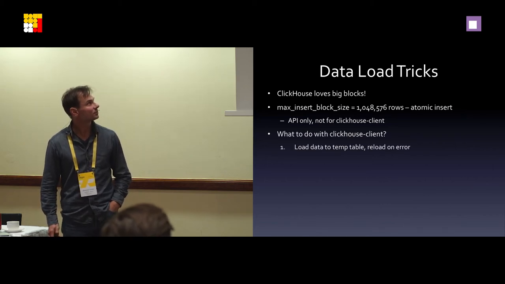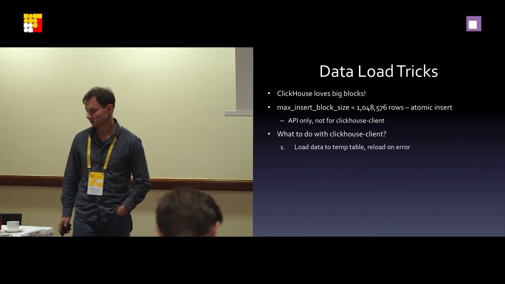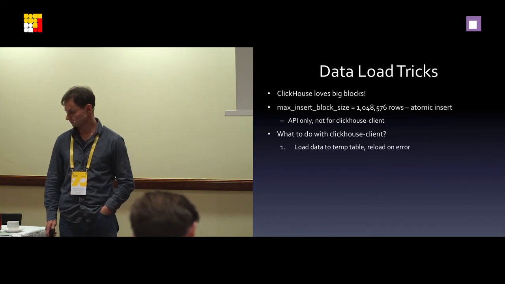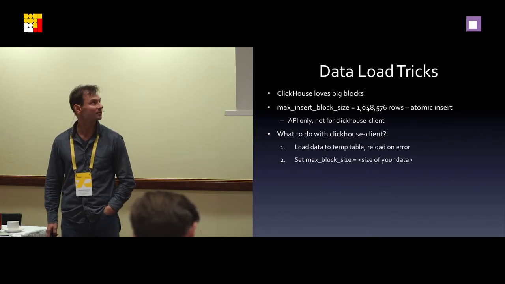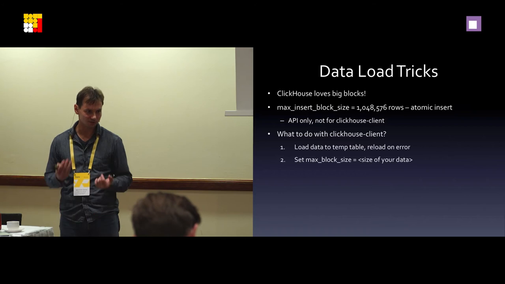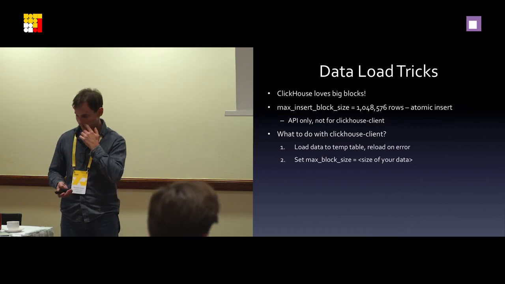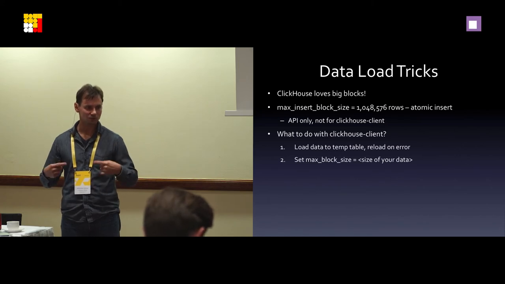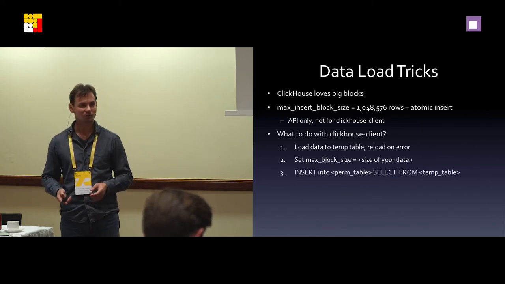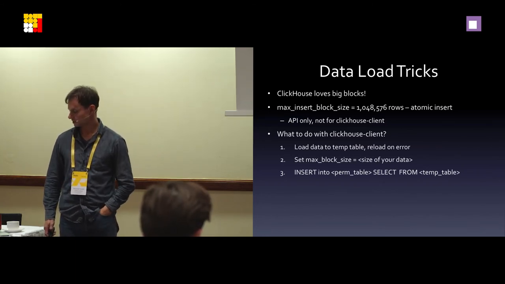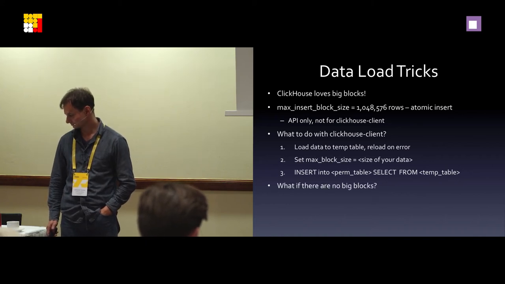So we came up with the following approach. You first load data to a temporary table, and you reload on error. So if you get an error, you just drop everything and start loading from the beginning. Then you set max block size, another parameter, to the size of your data. The max block size specifies how much data ClickHouse reads from the source. And it happens that if you have insert select, then the same data that ClickHouse reads, it uses as a block to insert. And this is atomic. This is what we got. So you insert into the permanent table from the temporary table, and you get an atomic insert.